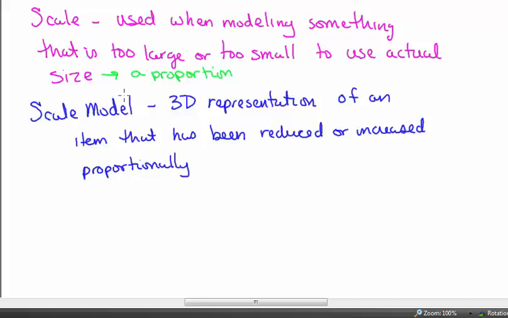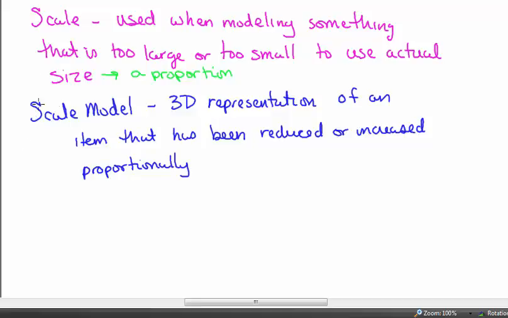So for example, if I wanted to make a model of a virus or a bacterium, I would scale it up in size, I would increase it. And if I wanted to make a scale model of a building, which I'm sure you guys have seen in movies or TV where they're presenting their design to some company, and they bring in a little model of the house or the city. So they've reduced it proportionally.